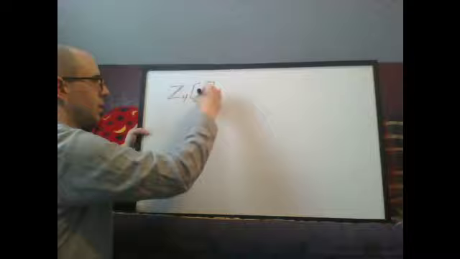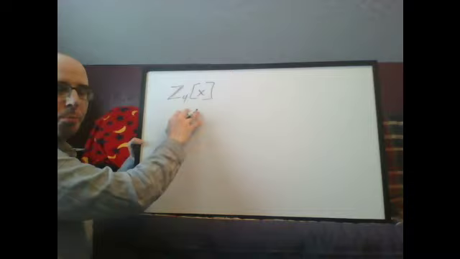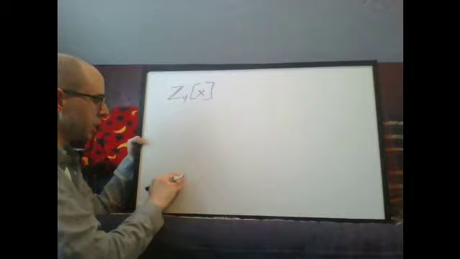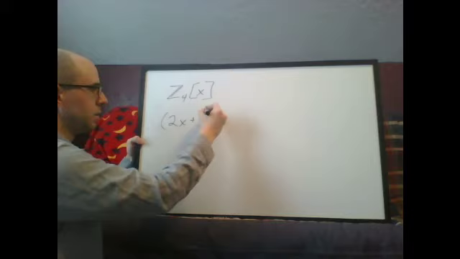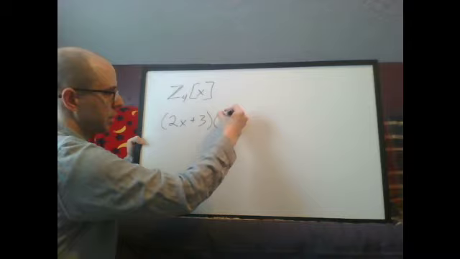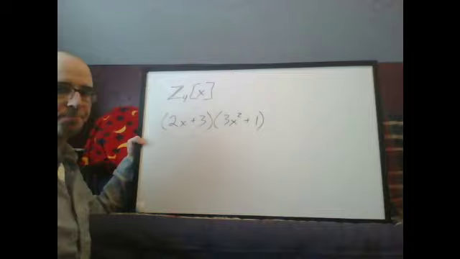Let's just think about Z4[x]. So this one, we're talking about the set of all polynomials where the coefficients come from Z4. So just to illustrate with an example, x plus 3 is one element of this. And then we'll say 3x squared plus 1 is a second one. So we're going to multiply this out just to illustrate how it works.